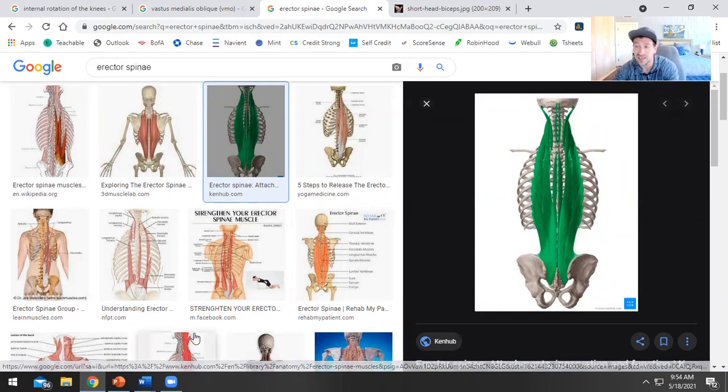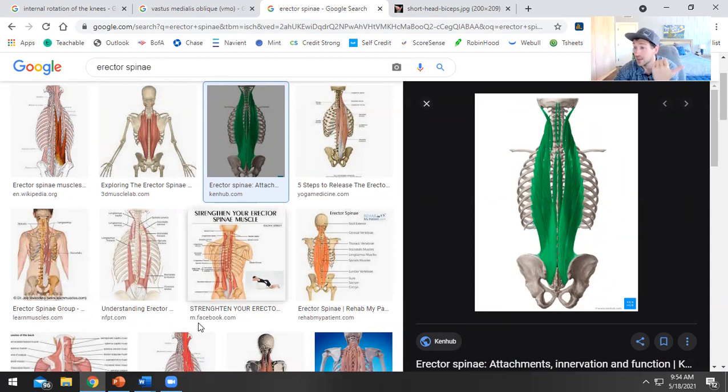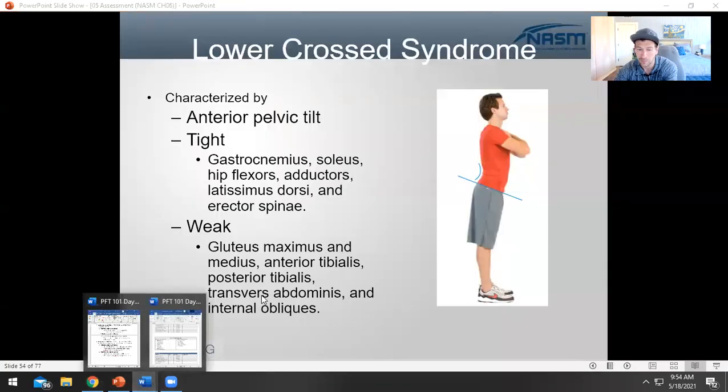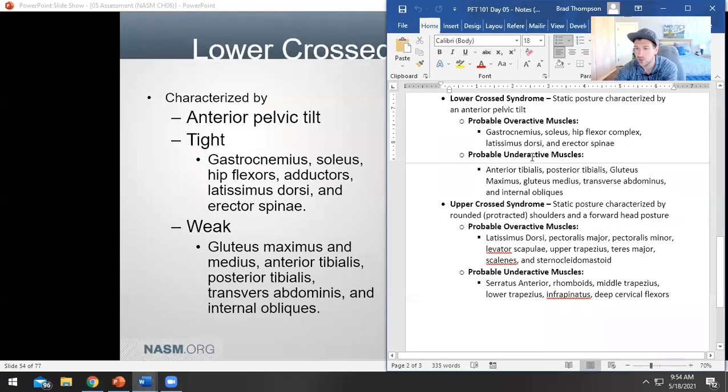So we're seeing tightness in the low back, tightness in the hip flexors, maybe a little bit in the lats as well. Those are really our big ones in terms of overactivity. A little bit in the calves, like gastrocnemius and soleus, and a little bit in the adductor complex, but really hip flexors, lats, erector spinae. Those are the big bads, right?